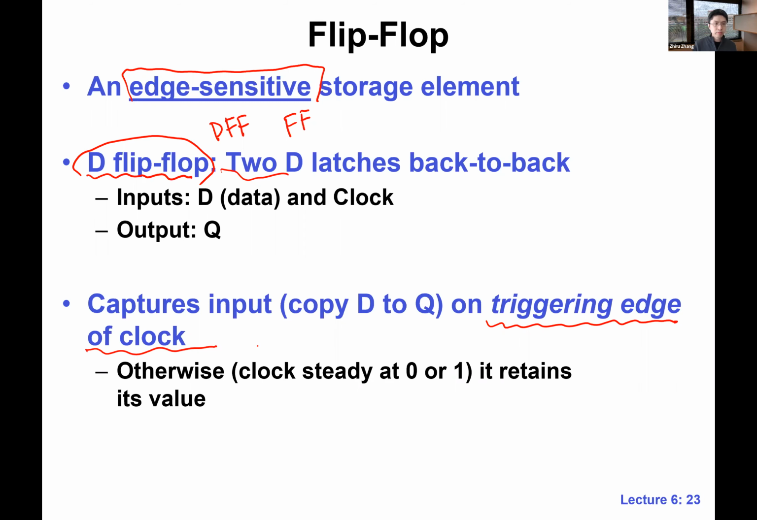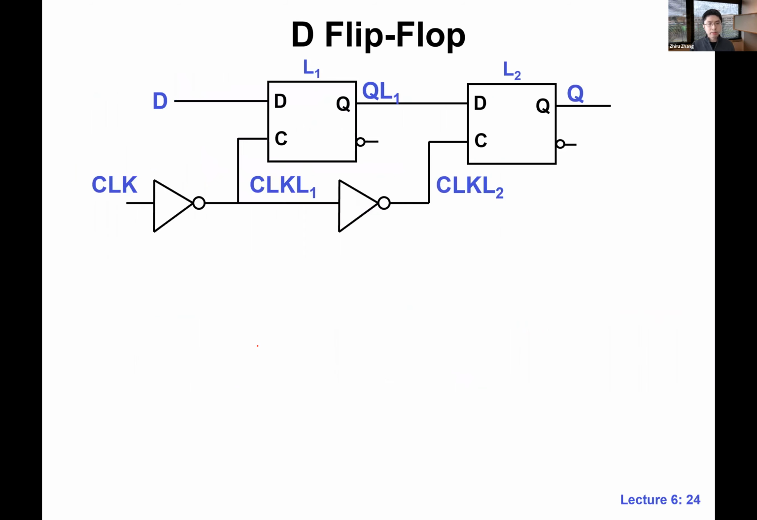All right, again, this is fairly abstract. Let's just look at the diagram. Don't be intimidated by the inverters. It's going to be very clear why we are inverting the clock in this case. But you can quickly spot that we indeed have two latches: L1, the first latch, and the second latch, L2.